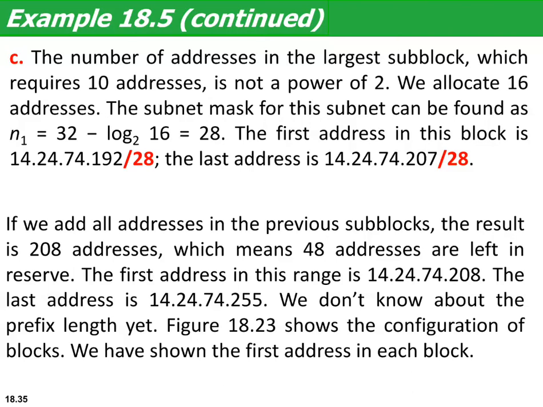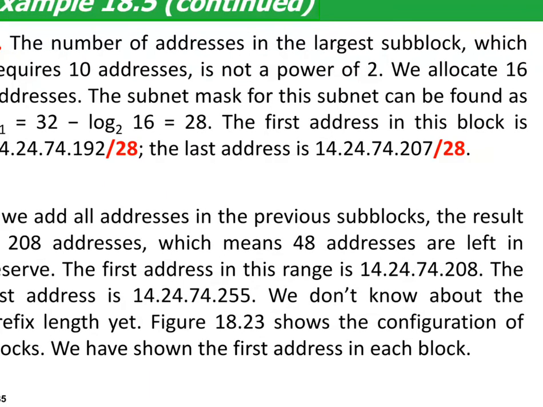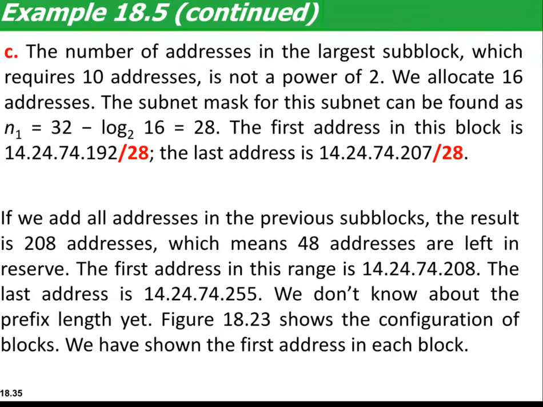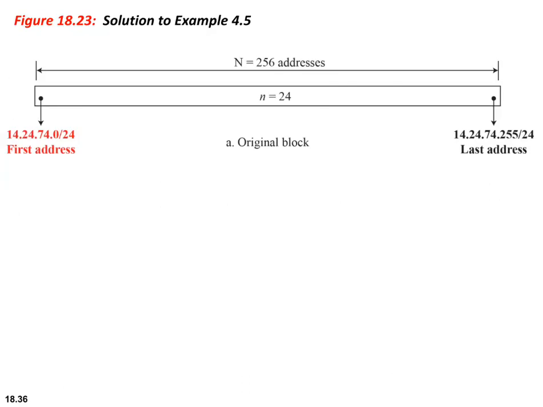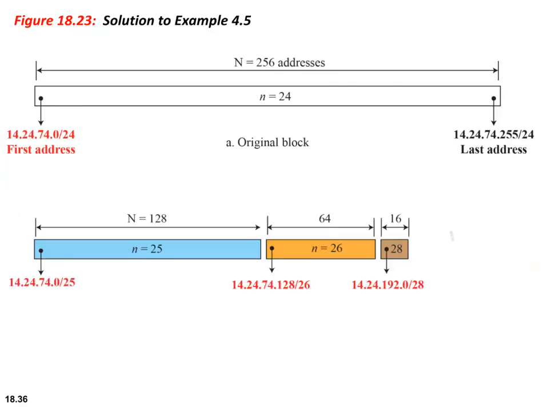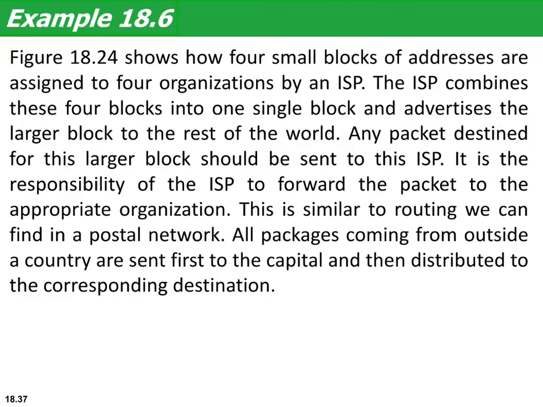Once we add all the addresses in the previous blocks, the result is 208 addresses, which means 48 addresses are left reserved. The first address in the range is 208, the last address is 255. We don't know about the prefix length. The next figure shows the configuration of the blocks with respect to the division of the sub-blocks.